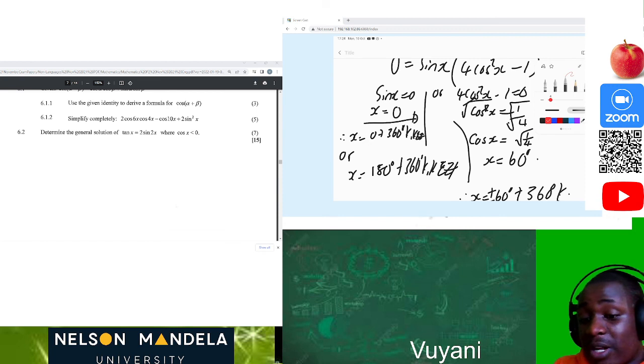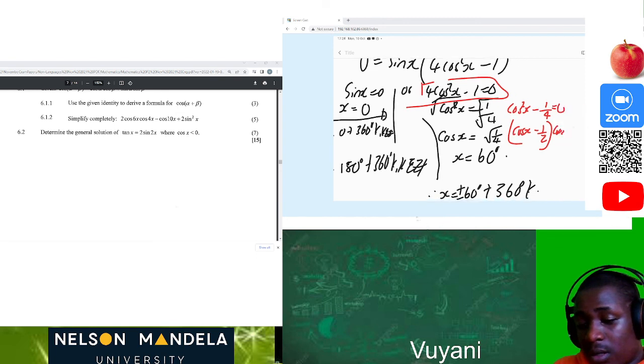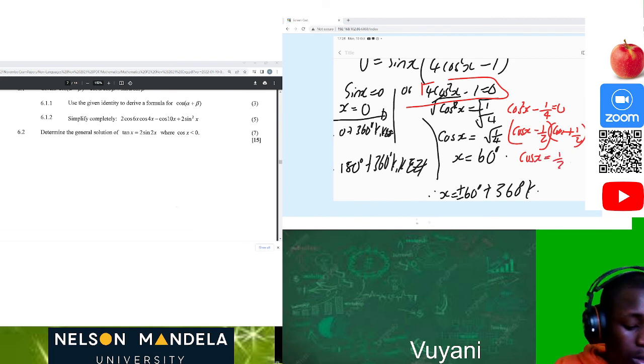Oh, let me just highlight something. You could have solved this by saying cos squared of x minus 1 over 4 is equal to 0. Then cos of x minus 1 over 2 and cos of x plus 1 over 2 is equal to 0. Then cos x is equal to 1 over 2. We were still going to get the same answer.